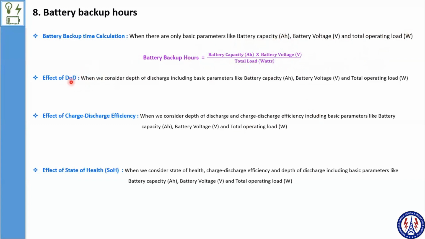Now you want to calculate the battery backup hours when we consider the depth of discharge, including all your basic parameters like battery capacity, battery voltage, and total operating load. Now you need to consider depth of discharge. What would be the formula then?